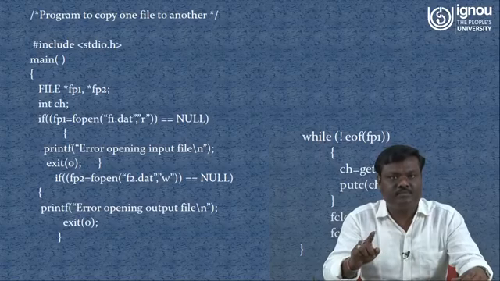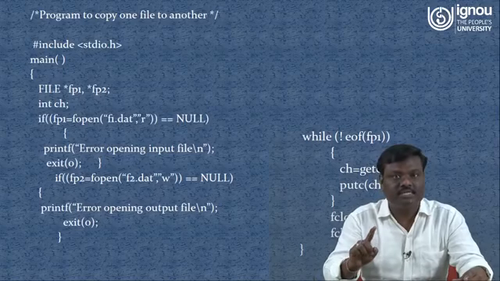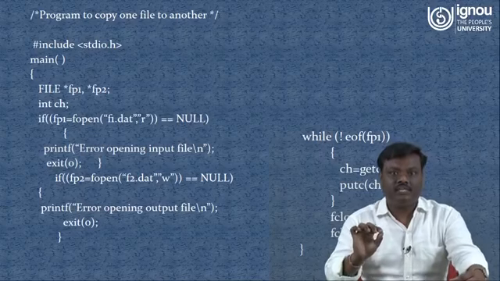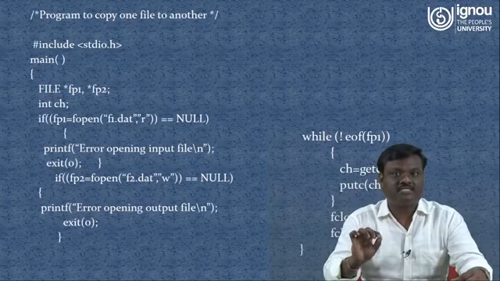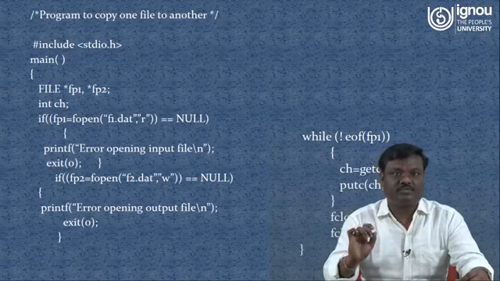So this is a simple program, and after copying all the contents from file 1 to file 2, you can see the last statements, where we are closing the first file as well as the second file. This is a good practice in C programming whenever we are working with the file concept.